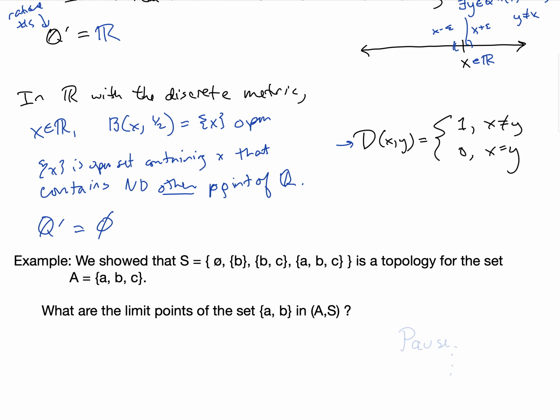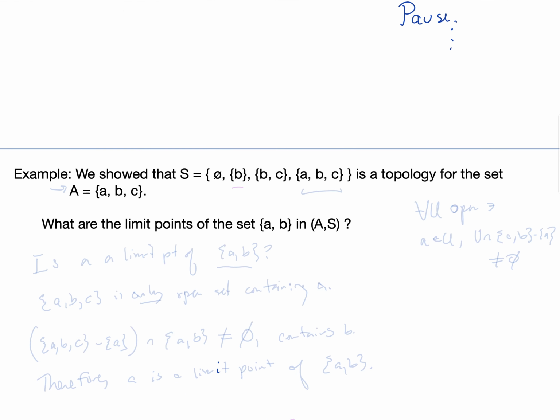Here's one more example, a new one that isn't one we looked at before. We showed in a previous video that the collection of sets: the empty set, the set containing b, the set containing b and c, and the set containing a, b, and c, is a topology for the set X consisting of the elements a, b, and c. So what are the limit points of the set {a, b} in the topological space (X, tau)? I would like you to pause and think about this with the definition of limit point for a moment, and then we'll talk about it.